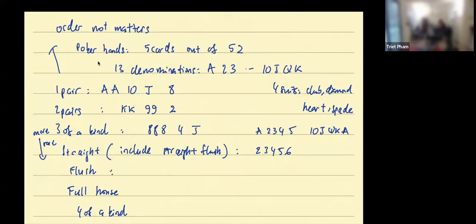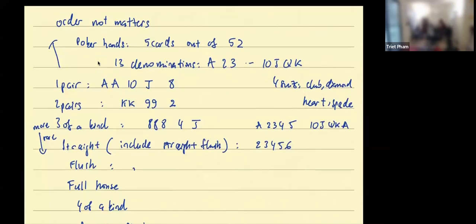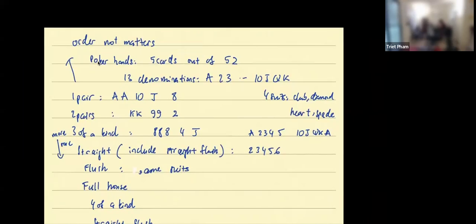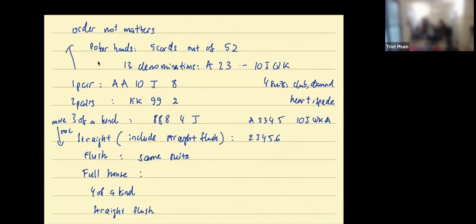Flush is when all cards have the same suit, whatever the denomination is. So all cards of heart, all cards of spade, all cards of club, that kind of thing. Full house is basically three of a kind plus a pair. So something like king, king, king, 10, 10. That's a full house. Four of a kind, again, that's self-explanatory: 9, 9, 9, 9, let's say an ace.